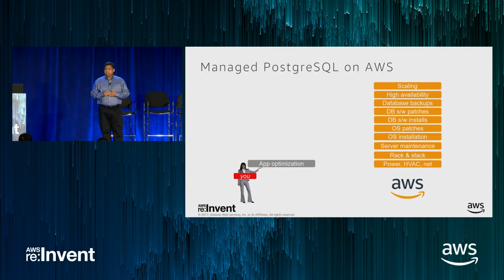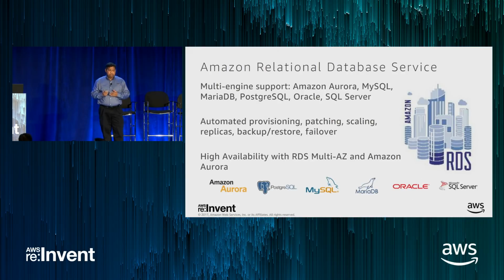There are customers who say, what I really want is fire and forget, right? I want to deploy a database, make sure it's always highly available, and use that. So this is what a managed Postgres service provides you. So how do you do that on AWS?